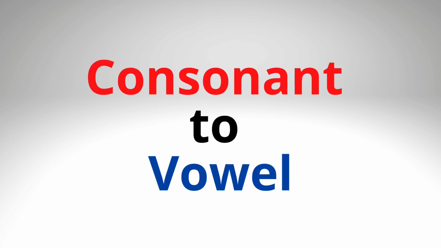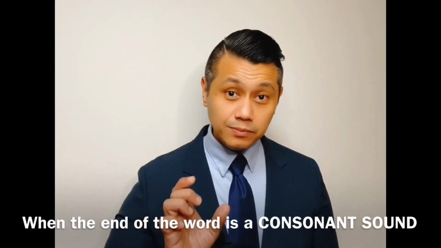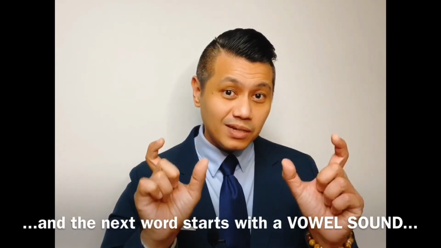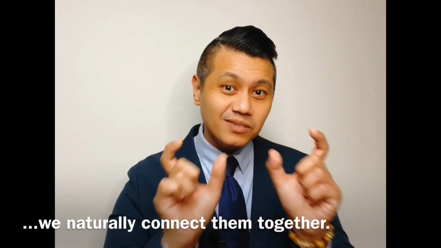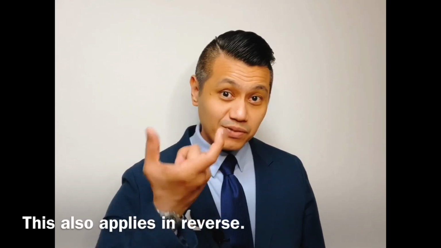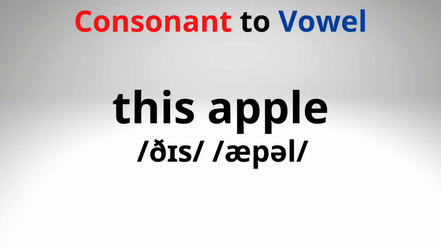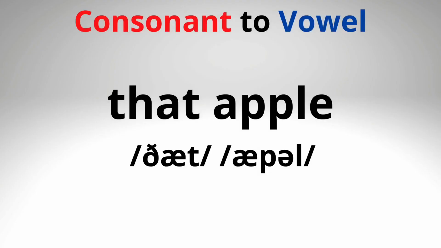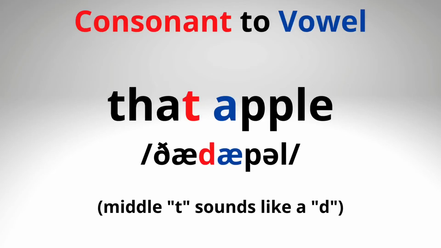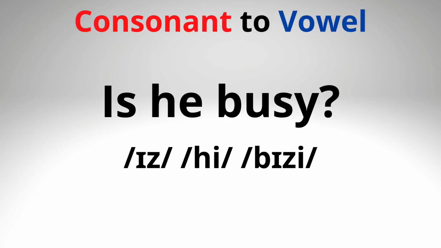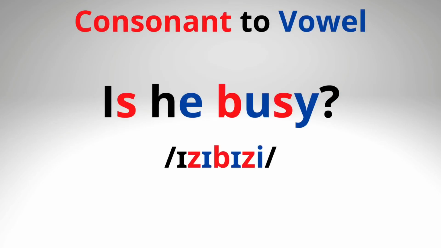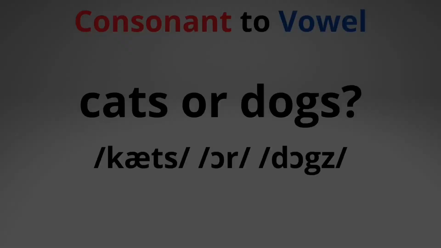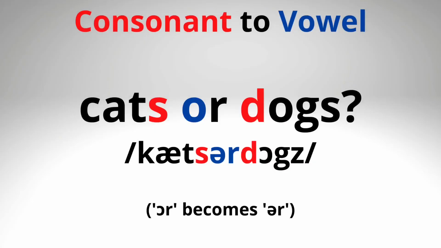Consonant to vowel. When the end of the word is a consonant sound and the next word starts with a vowel sound, we naturally connect them together. This also applies in reverse. This apple, this apple, that apple, that apple. Is he busy? Is he busy? Cats or dogs? Cats or dogs.